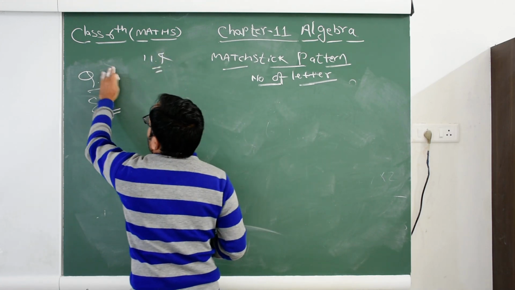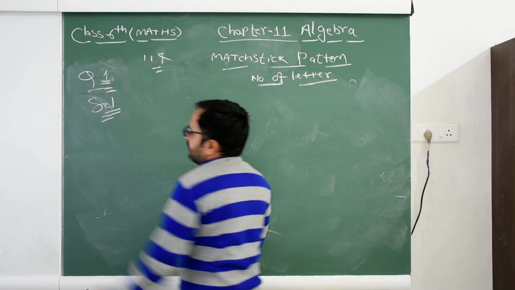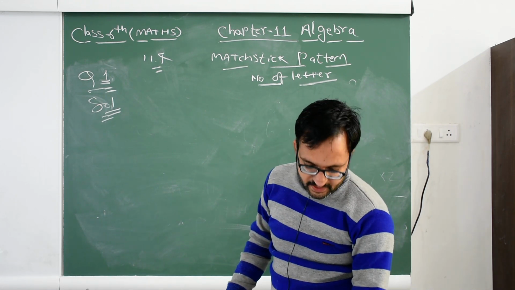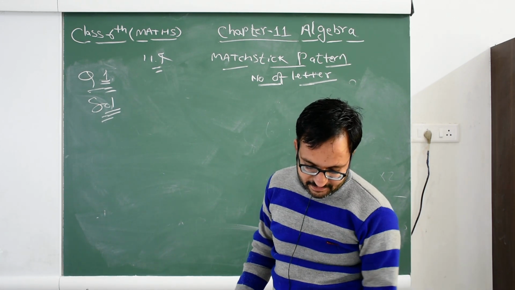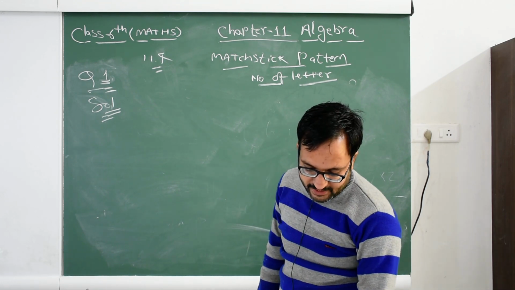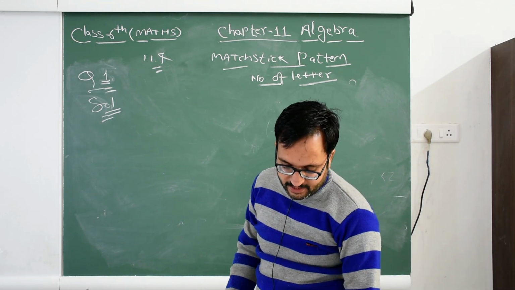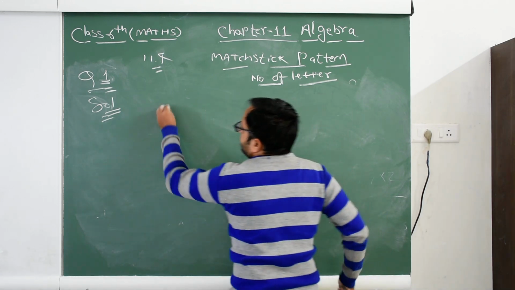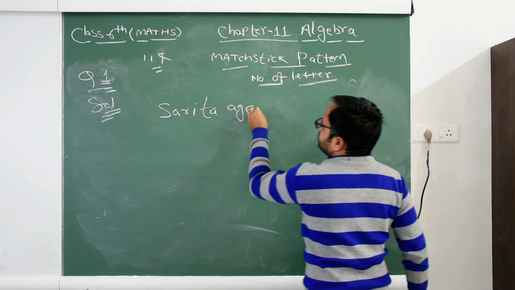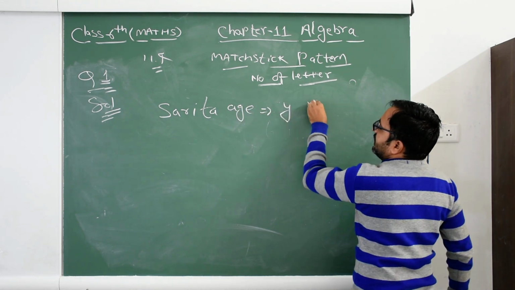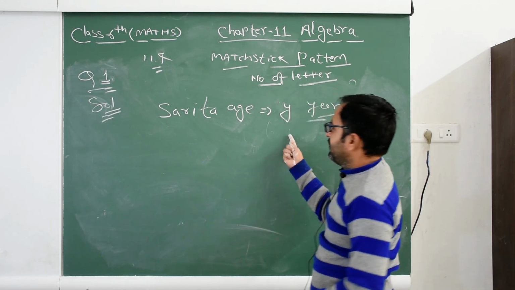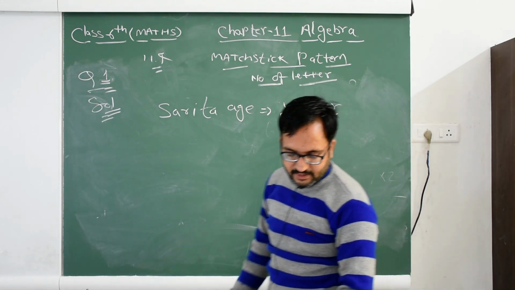11.4 question number 1. In this exercise we have different types of statements. Question number 1, answer the following. A part, take Sarita's present age to be y. Sarita's age equals y years. We take a variable y for Sarita's age.